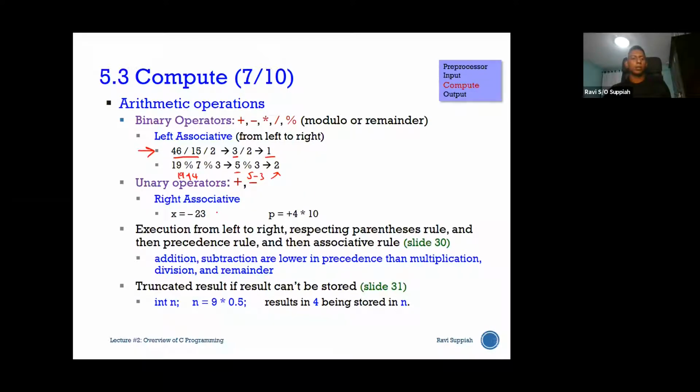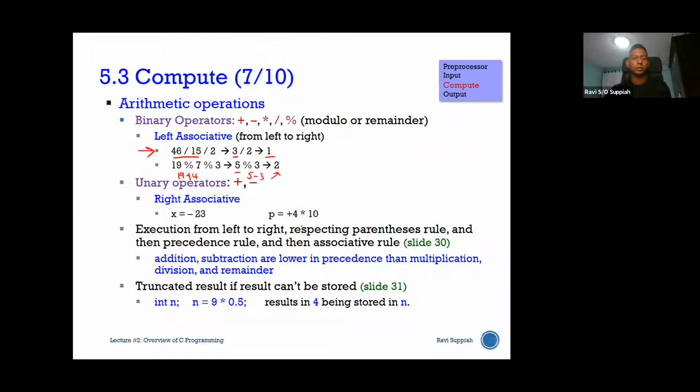In terms of unary operators, you can go from right to left. So in this case, x equals negative 23 basically means you are assigning negative 23 to x. Similarly here, p equals +4 times 10, you're taking 4 times 10 and making sure it is a positive sign. There is a difference between putting the plus after and plus before.